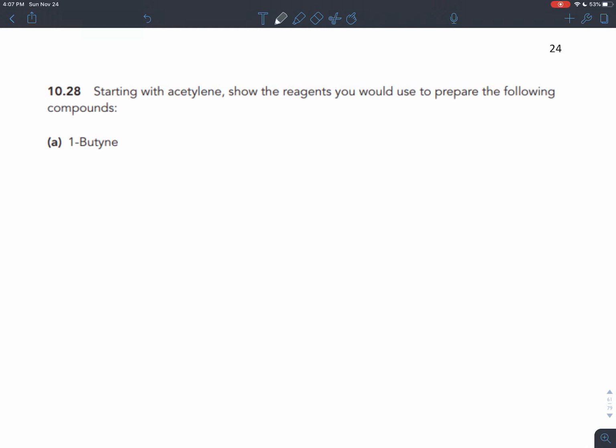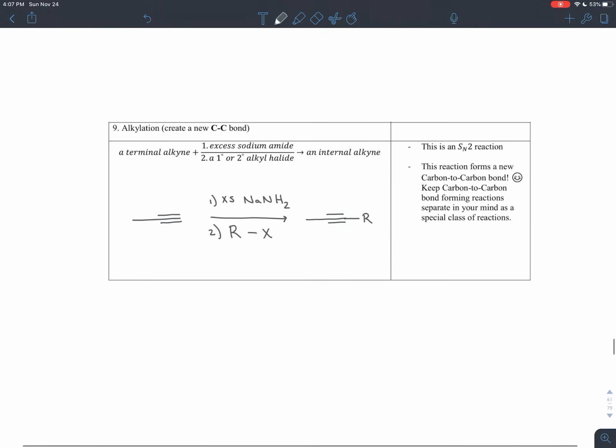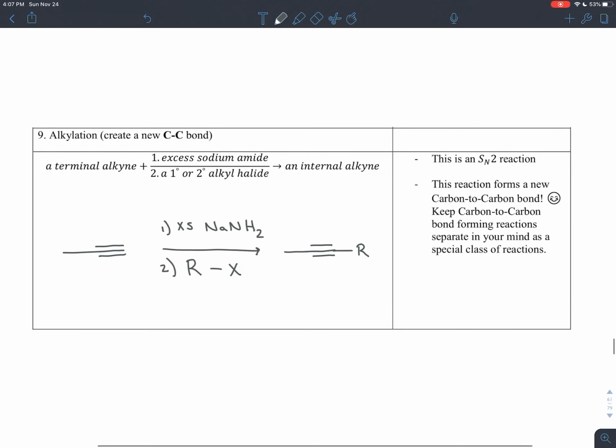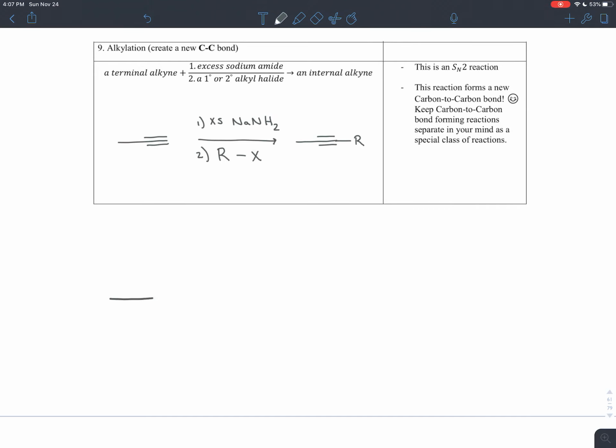Exercise 1028 is trying to get you to think about a really special reaction called alkylation. This is the only reaction that we'll learn this semester that you can use to create a new carbon-to-carbon bond. Alkylation, you would see from the recipe sheet that we have, uses a terminal alkyne. Now, there's a hydrogen on a terminal alkyne. Let me actually draw that in below this, and I'll draw that in a separate color.